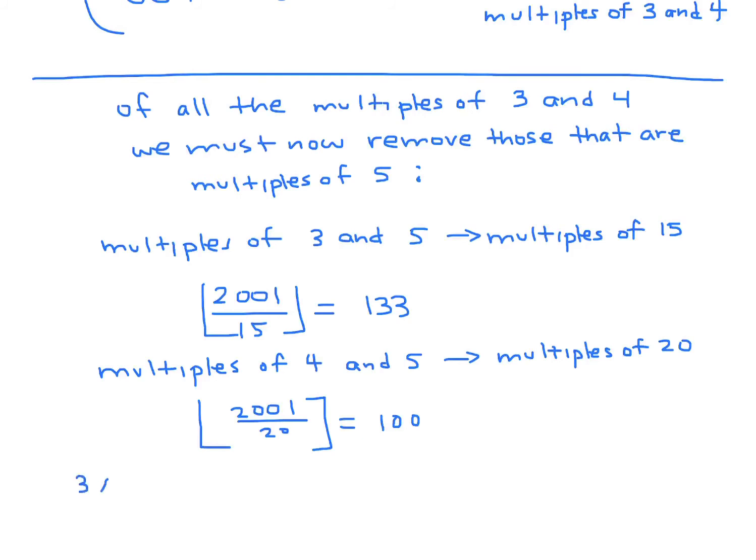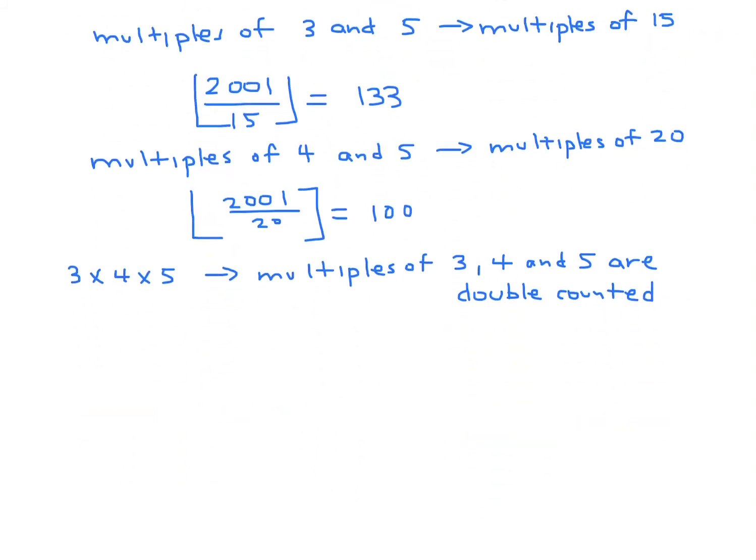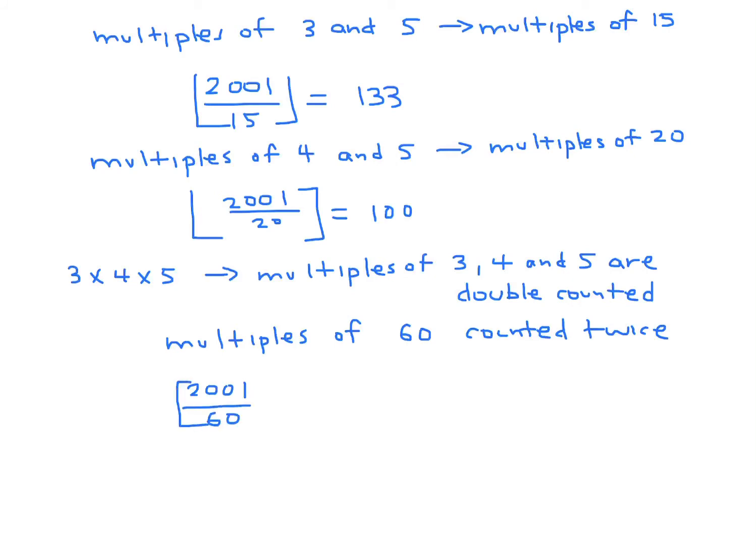Which ones have we overcounted? The ones that are multiples of 3, 4, and 5. So if you have a number that's a multiple of 3 and a multiple of 4 and a multiple of 5, that has been overcounted. So that essentially means multiples of 3 times 4 times 5, which is 60, have been counted twice. So we've got to get rid of those. So that's going to be 2001 divided by 60. Take the integer value, and that gives you 33.